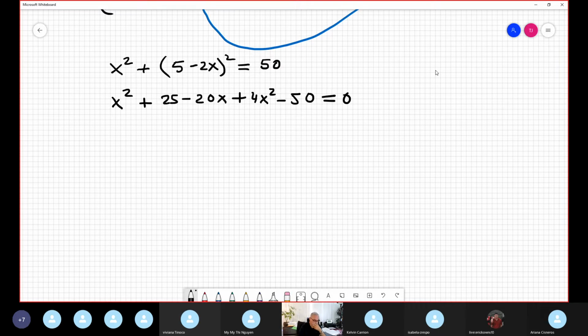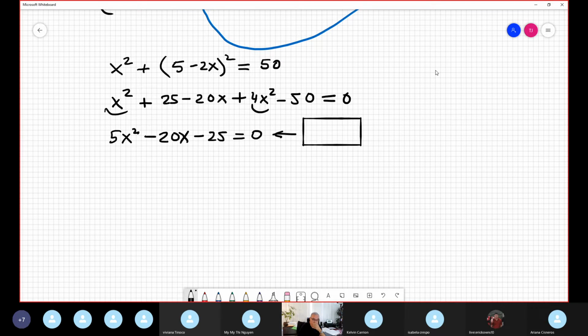I move 50 to the left because I suppose that we are ending in a quadratic. And we combine the terms. This 4 and 1 is 5x squared minus 20x minus 25, no? Because 25 positive minus 50 negative is minus 25. I can see that we can divide this equation by 5 in order to simplify a little bit. Divided by 5 is x squared minus 4x minus 5.